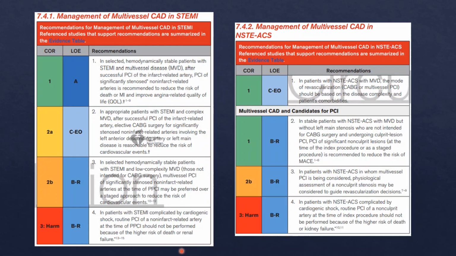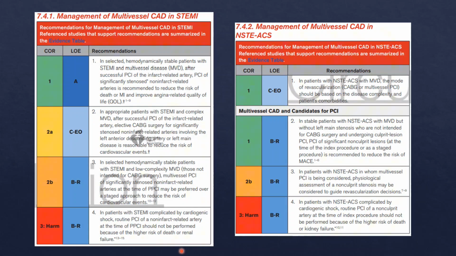Coming to patients with multivessel coronary artery disease in STEMI, if there is disease that can be managed with bypass, it should be managed with bypass. Revascularization in STEMI with multivessel disease is recommended either by CABG or PCI. Patients without left main stem disease who are not intended for a CABG can undergo culprit lesion PCI along with PCI of non-culprit lesions during the index procedure.